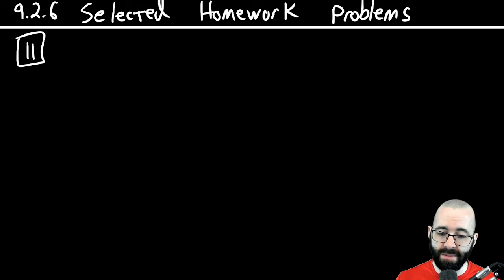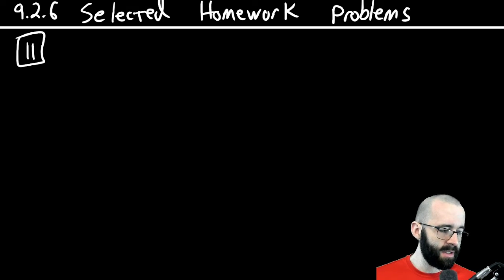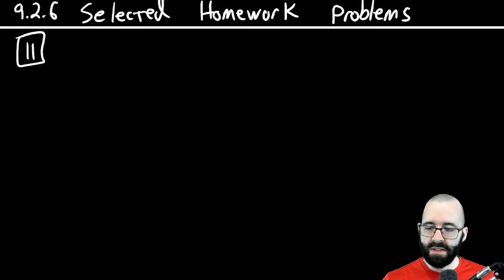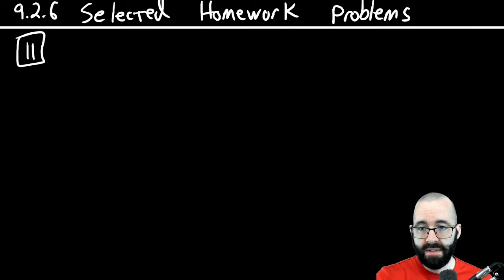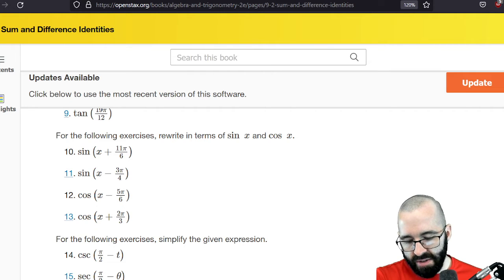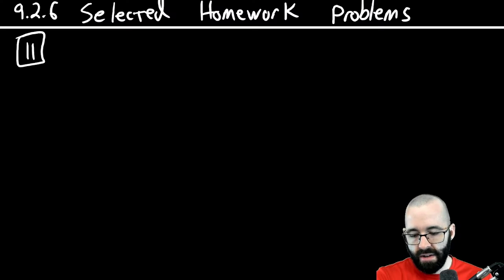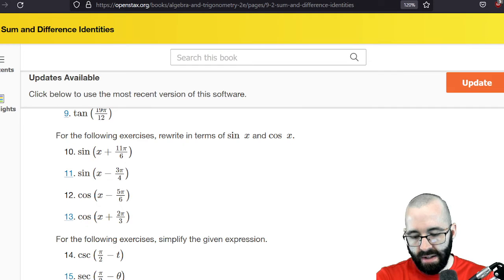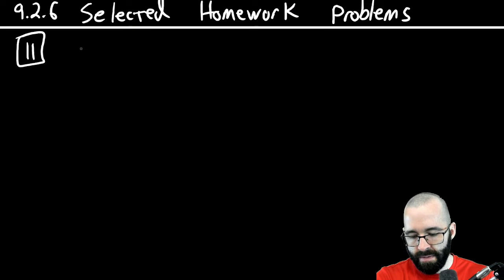Let's do some homework problems. We're going to start with number 11, not because it's particularly difficult, but just because the wording is a little different than what you may have seen, and I want to talk about it a little bit. Okay, so number 11 says, rewrite in terms of sine of x and cosine of x. And specifically, it's the sine of x minus 3 pi over 4.